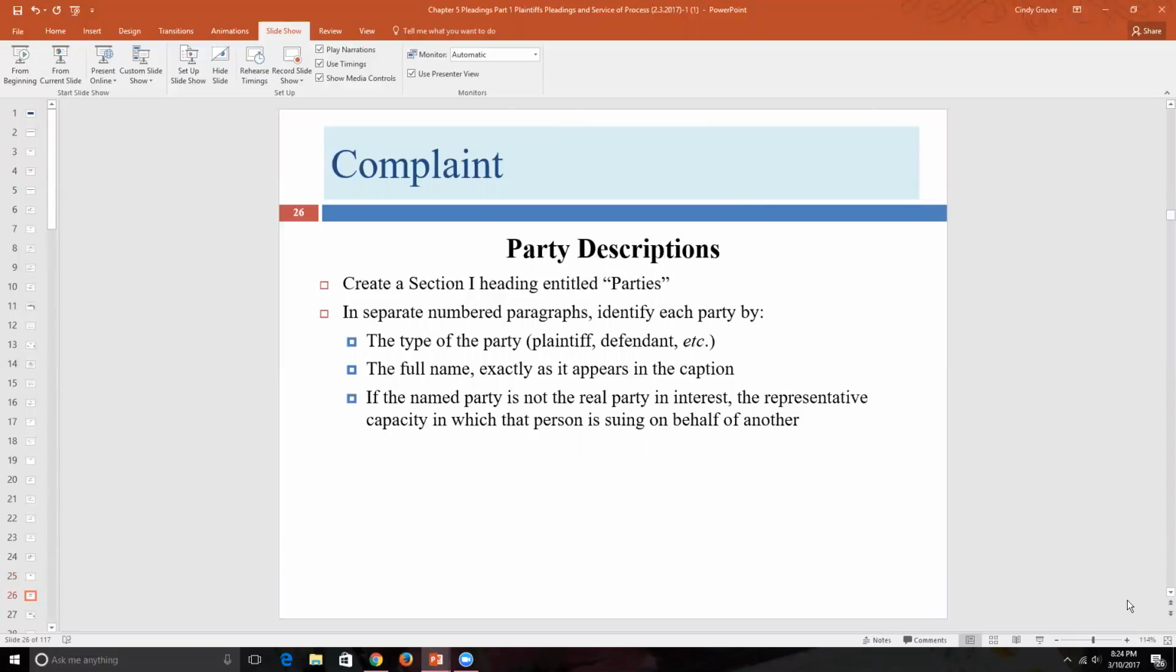Okay, next we're going to have a section typically called parties, and in this you're going to identify the party by the type of party he is. Is he a party guy? No, I'm teasing. He's not a party guy. Well, is he the plaintiff? Is he the defendant? Is he the counter defendant, counter plaintiff, or whatever?